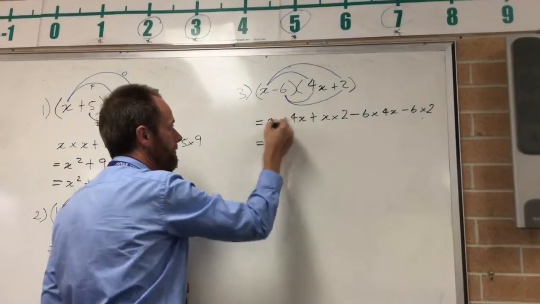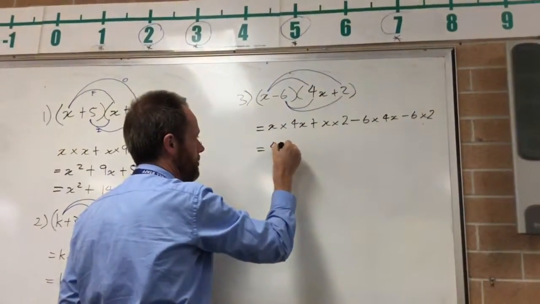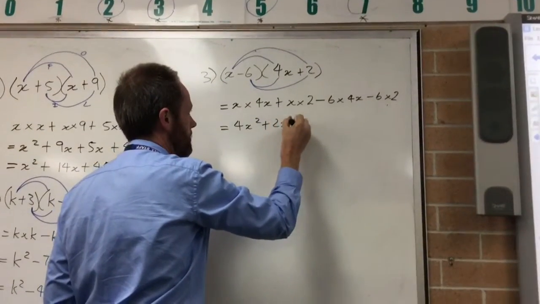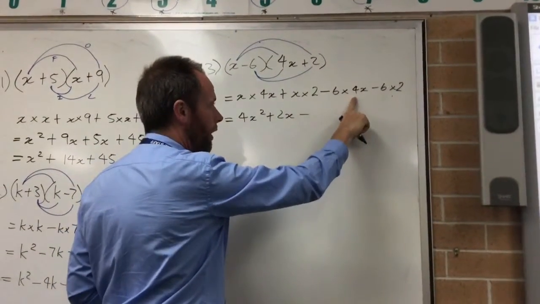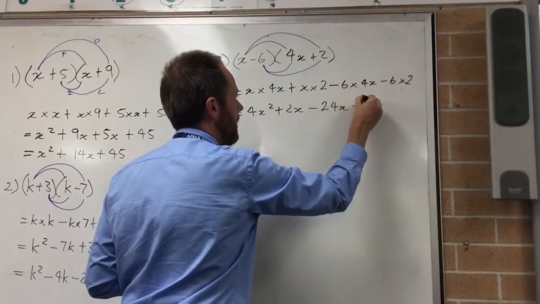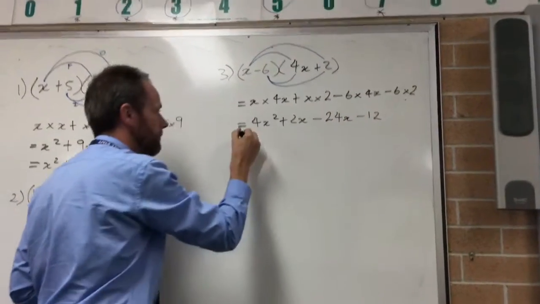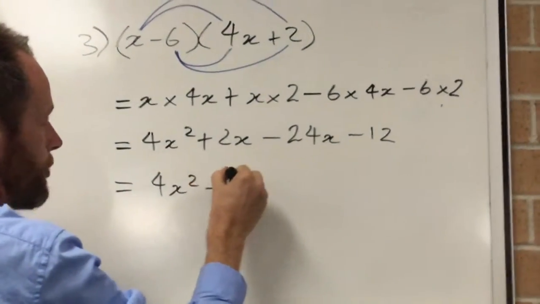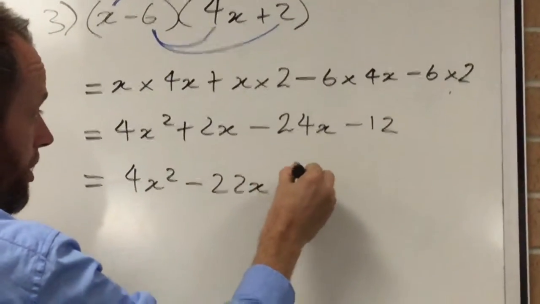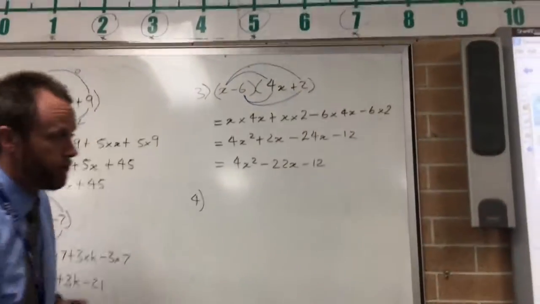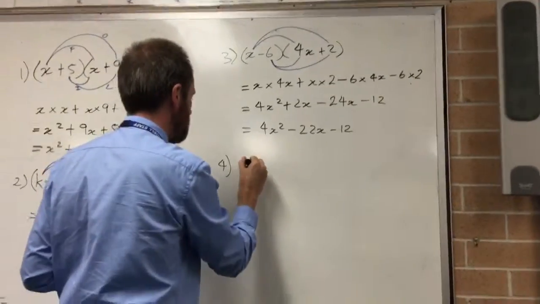I then simplify. 4x times x is 4x squared. X times 2, 2x, minus 6 times 4, 24x, minus 6 times 2 is 12. Simplify that again. 4x squared minus 22x minus 12.